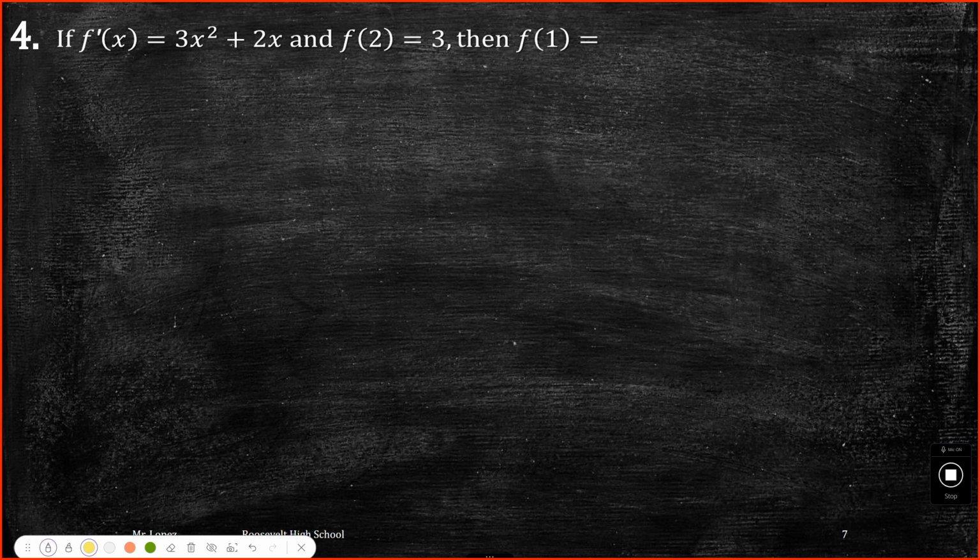Yeah, the same thing without words, without saying it's a particle moving. This is the velocity. The velocity function is 3x squared plus 2x, and they're giving you that at time equal to 2 the position is 3, and then f of 1 would equal to what? So you could just say that this is A and this is B, no? Yeah. So it'll be f of B, which is what are we trying to get? F of 1 will equal 2.